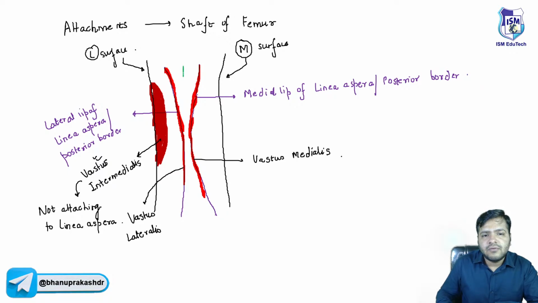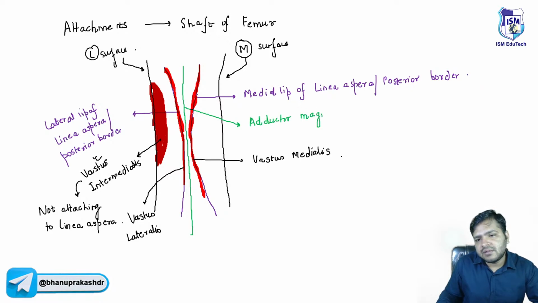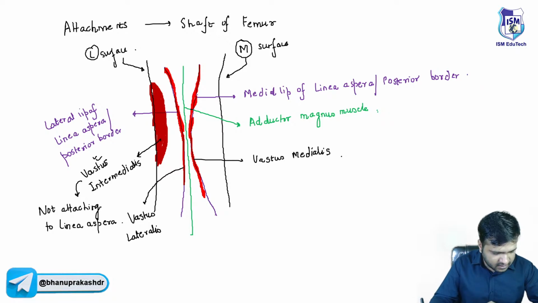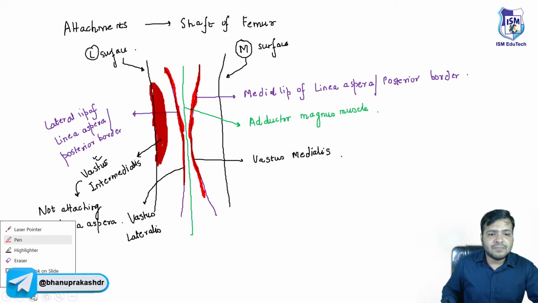In between beta, we have one more muscle which is passing in between these lips, and this muscle beta, I'm drawing it with green color, but this is a muscle only. And remember, this muscle is called the adductor magnus muscle.